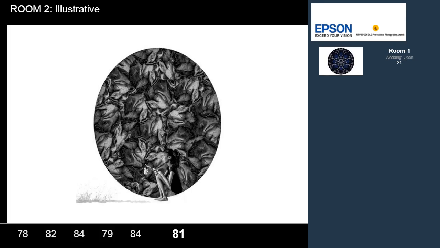This print scores 81, silver. Melissa, would you just like to say something about this image, please? Yeah, I scored this on 82. I enjoy the figure and the placement, the concept of the decay with seasons and things like that. So a nice silver award. Thank you. Next print, please.